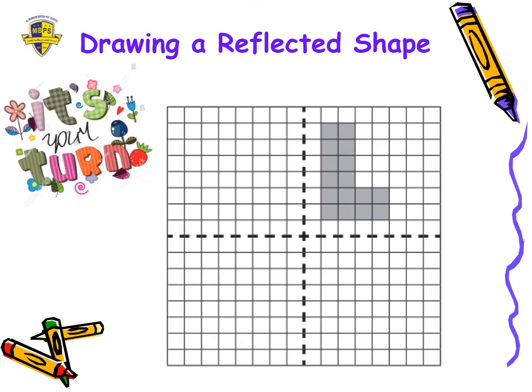Now grade 4, this is your time to draw the reflected shape. Bring a paper, pause the video, draw this and reflect it first vertically, then horizontally. After that you will find the answer key. You can check your answer.